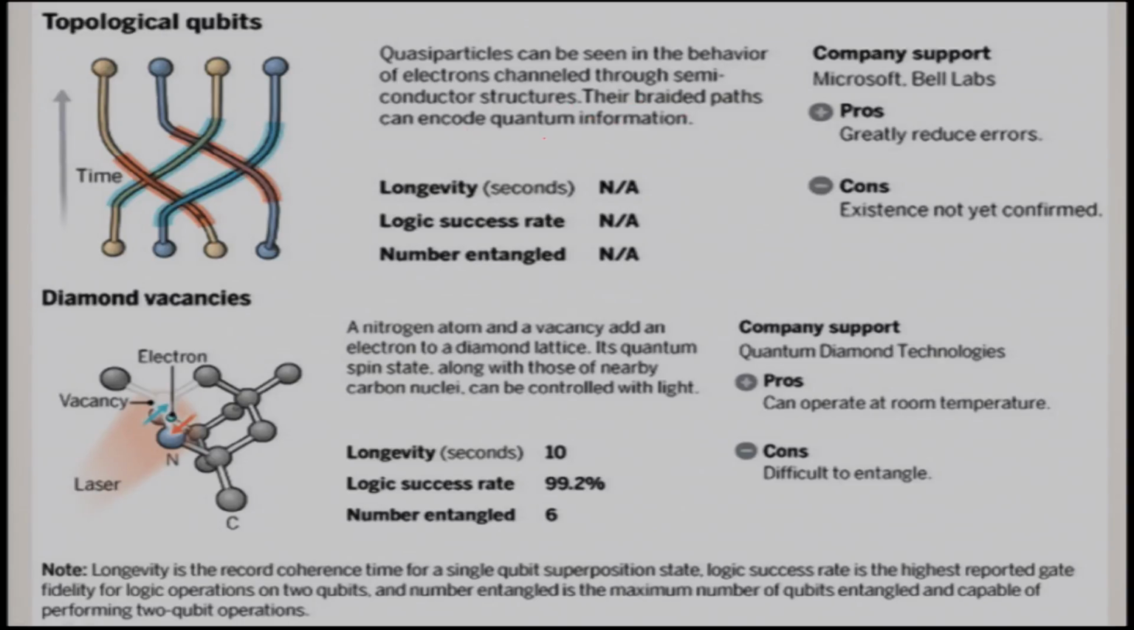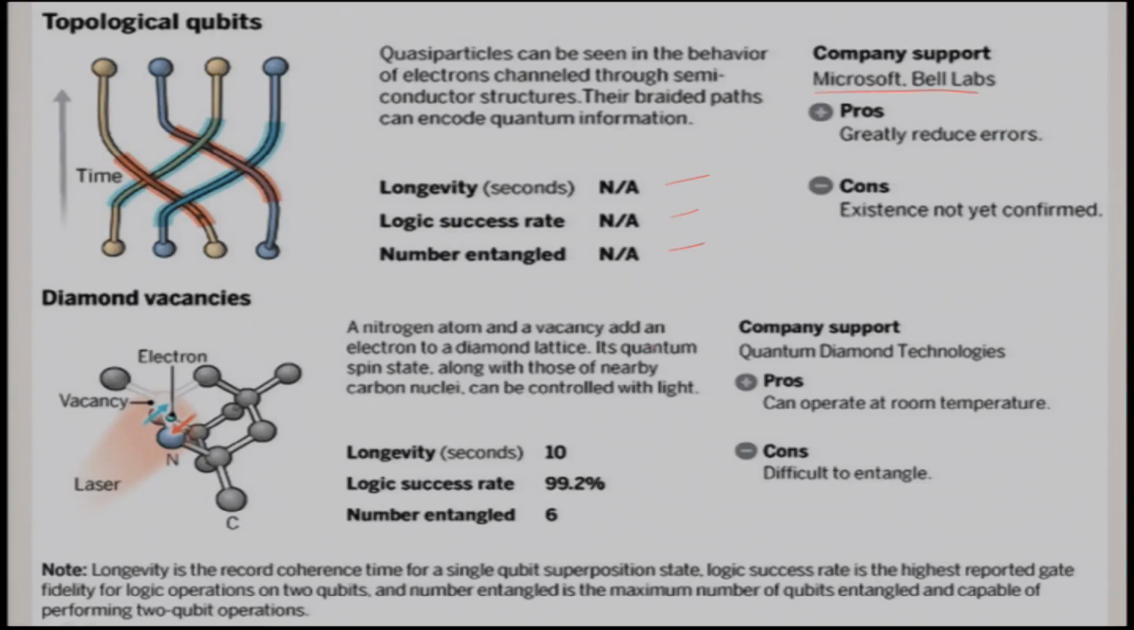Their braided paths can encode quantum information. And the advantage of this is that it has a huge reduction in error processing. However, this is all in theory as of now, and its existence and other details in terms of longevity, logic success and numbers entangled are not yet available. Microsoft and Bell Labs are basically pursuing this kind of effort.